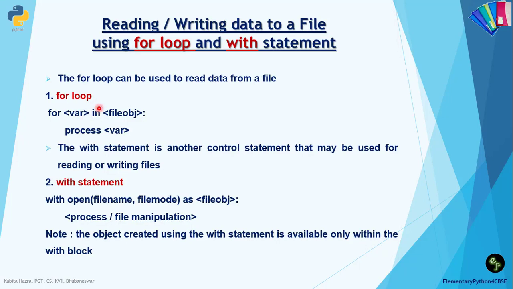The for loop can be used directly to read the content of the file using the file object. The with statement is another control statement that may be used for reading or writing to files. We can open the file directly using the with statement, providing the file handle, and do the manipulation. But we should remember that this file object will be available only within the with block, and we cannot access it outside the with block. That means after processing has been completed, the file object is no longer available.